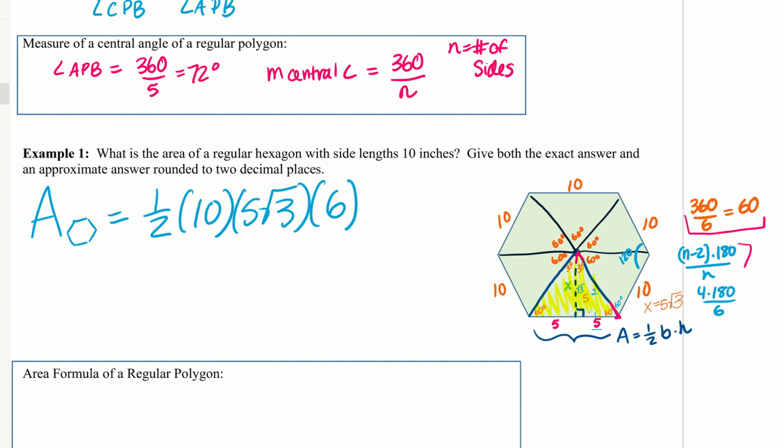So multiplying this out, 1/2 of 10 is 5, times 5 is 25, times 6 is 150 root 3 inches squared. And then if I want to find the approximate answer, I could plug that into a calculator and do 150 times the square root of 3 and get about 259.81 inches squared.